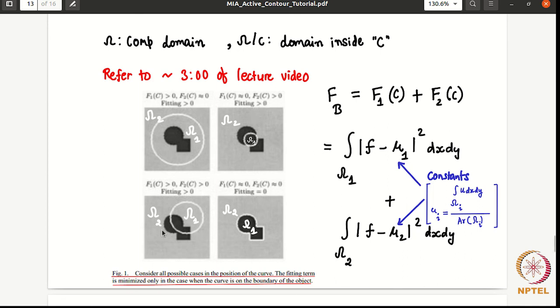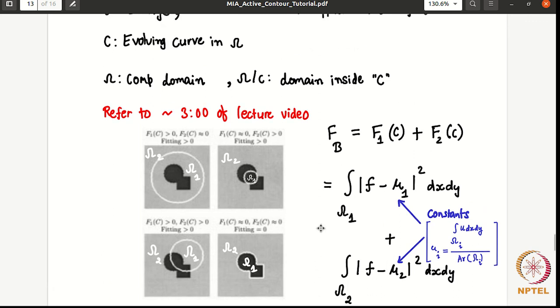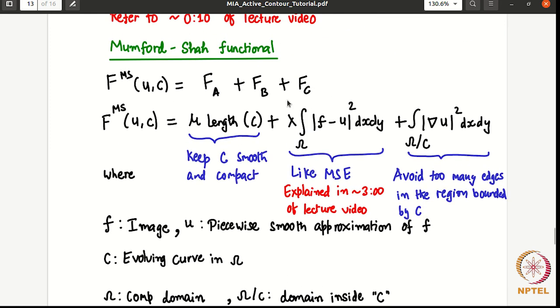Here in this case, there is black and white in both regions, omega 1 and omega 2, so that is why it is also greater than 0. It will be fitting well only when we have this type of structure, and this is what we want. If you consider all possible cases for the position of the curve, the fitting term is minimized only when the curve is on the boundary of the object. So this explains this functional.